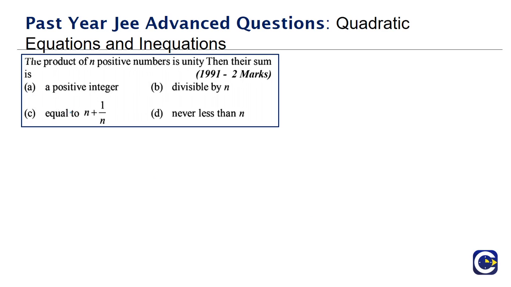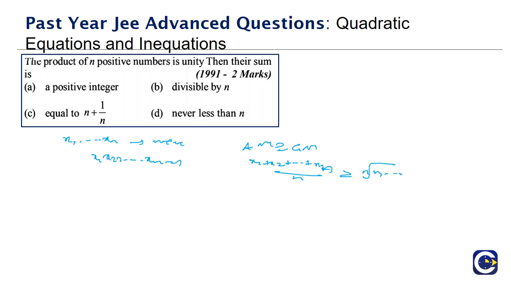The product of n positive numbers is unity, then their sum is. So let us assume x1, x2, and so on, xn to be n positive numbers. According to the question, x1 x2 … xn is equal to 1. We know that AM is greater than or equal to GM. So (x1 + x2 + … + xn)/n is greater than or equal to the nth root of x1 x2 … xn, which is 1. So x1 + x2 + … + xn is greater than or equal to n.